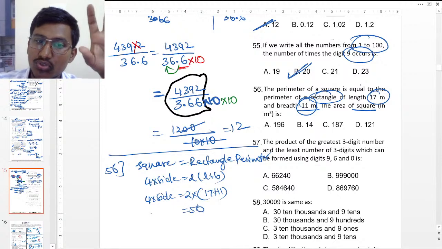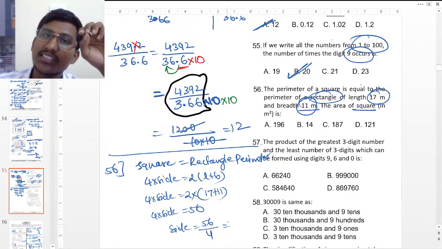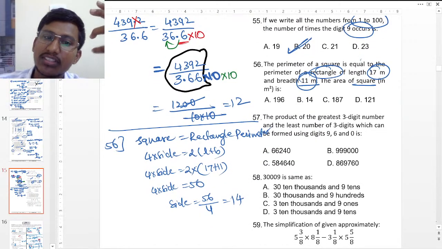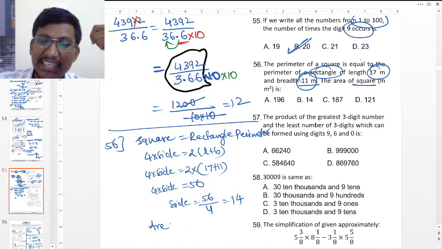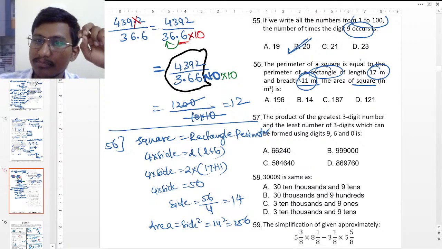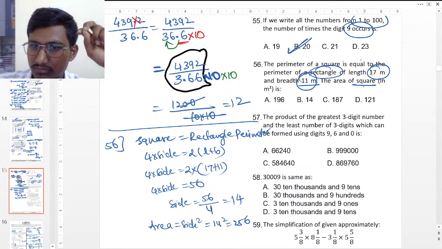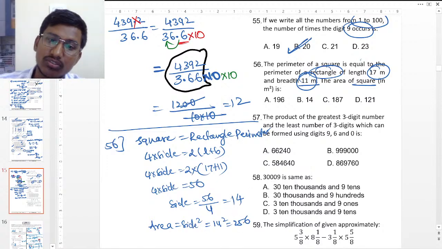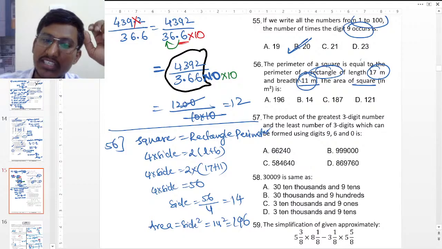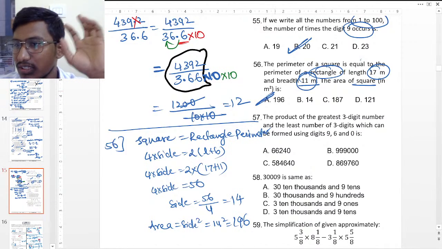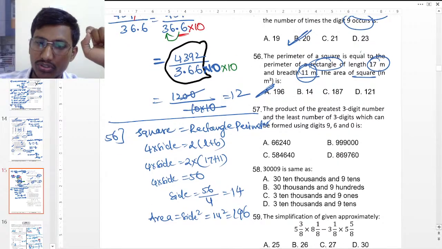I am directly writing it. If you divide by 4, you will get the side. So 56 by 4, the answer will be 14. So 14 meter will be the side length of the square. So area will be side into side, or side square. So 14 square, sorry, not 256, it is 196. 14 square is 196. Answer is option A for the 56 question. Okay, good. That's how you have to do it.